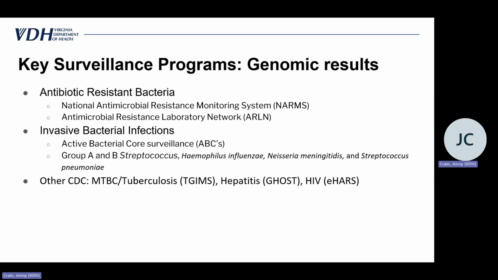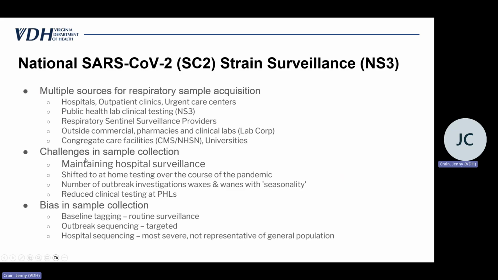Okay, and then the last here, just to mention, there are other pathogens and surveillance systems in the state of Virginia. Our Division of Clinical Epi and Division of Disease Protection do use TB genomic results as well as hepatitis C and HIV genomic results as a part of their cluster detection and response.